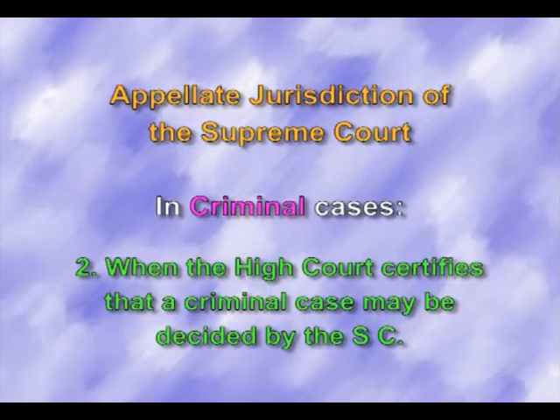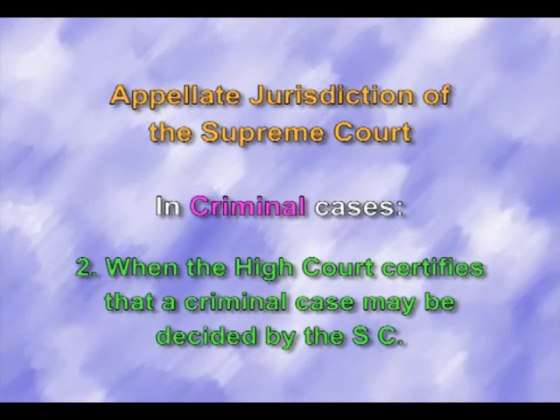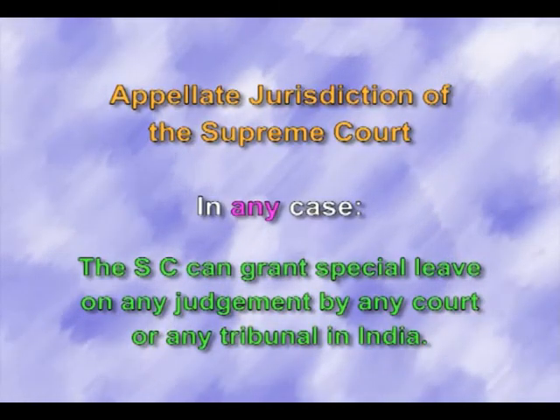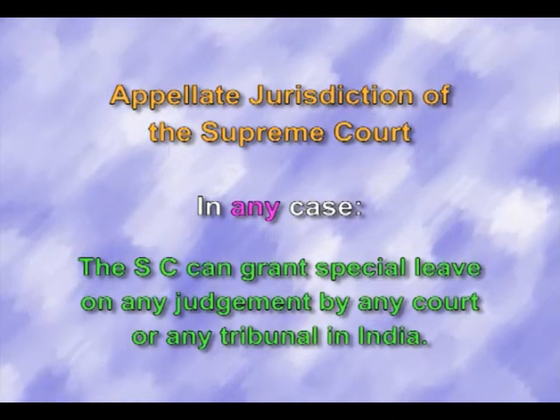Or again, a trial has started in a subordinate court, but the subordinate court couldn't complete the trial. In the meantime, the High Court has taken up the case and the High Court passed a death sentence against an accused person. In that case also, the matter may be sent to the Supreme Court for appeal. Finally, the High Court itself may certify that a criminal matter is required to be decided by the Supreme Court itself. In addition to this, the Supreme Court has the power to grant special leave over any judgment of any court or tribunal in India. This is the Supreme Court's discretionary power. So that is another aspect of appellate jurisdiction, appeal by special leave.